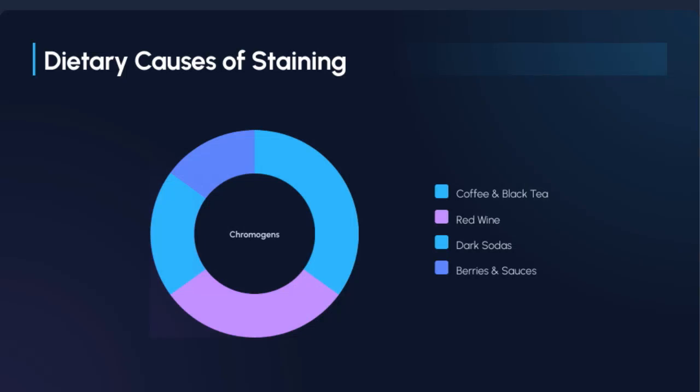Let's take a closer look at some common dietary factors that can contribute to staining. Berries and sauces are popular because they contain natural pigments called chromogens, which can easily stick to tooth enamel. Dark sodas are another culprit, not only because of their color, but also due to their acidity, which can weaken enamel and make staining more likely.